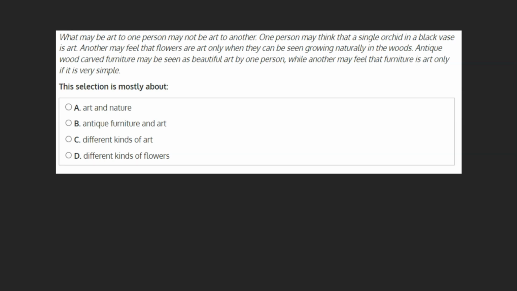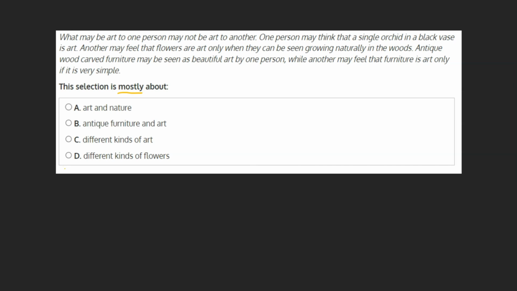This selection is mostly about A. Art and nature, B. Antique furniture and art, C. Different kinds of art, or D. Different kinds of flowers. We have to take a close look at the question and realize it's asking us, what is this selection mostly about?